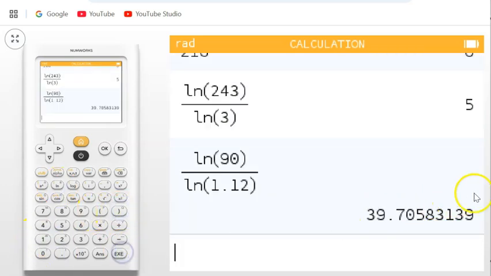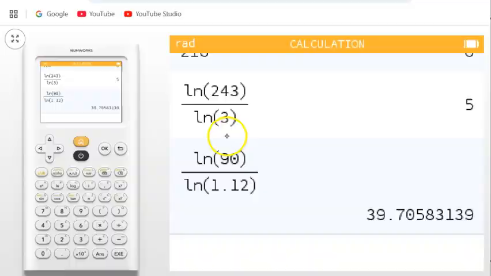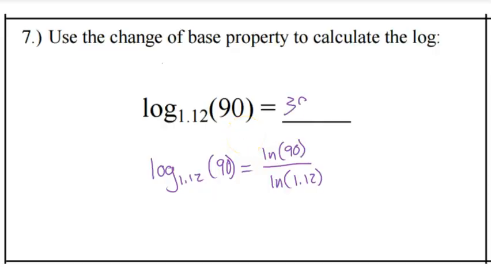press enter, and we get 39.706. So this 5 will round up to a 6. So 39.706, and that's all. Let's move on to question 8.